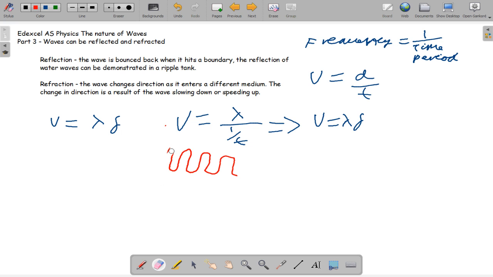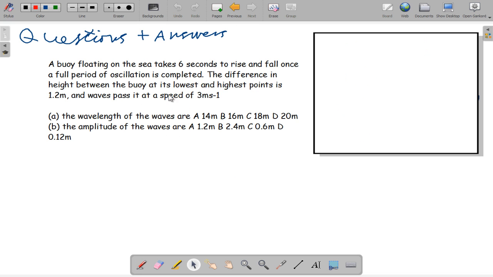So this particular one can be derived from the velocity equation v equals d over t, which is the same as saying the velocity is the wavelength times the frequency, or 1 over the time period, or 1 over T as I represented there. This could be derived as v equals lambda f. That is your bog standard wave equation. So now we can apply what we've just learnt to a small question.